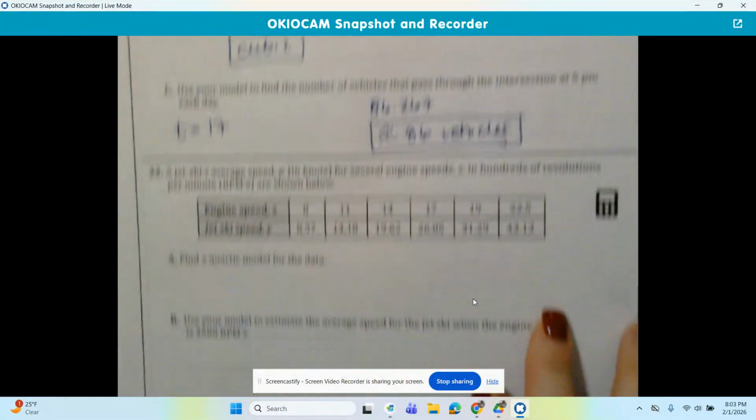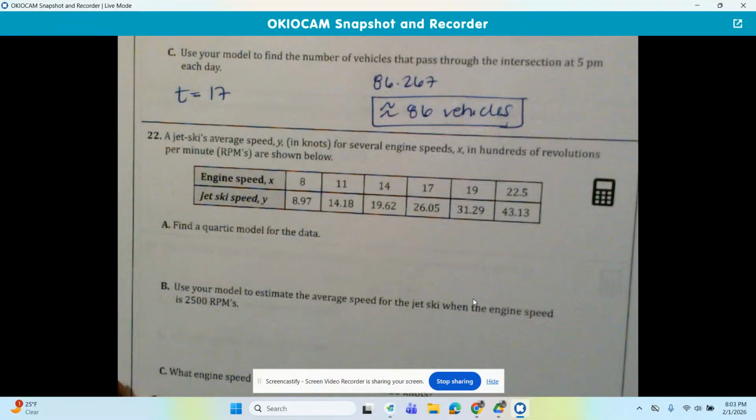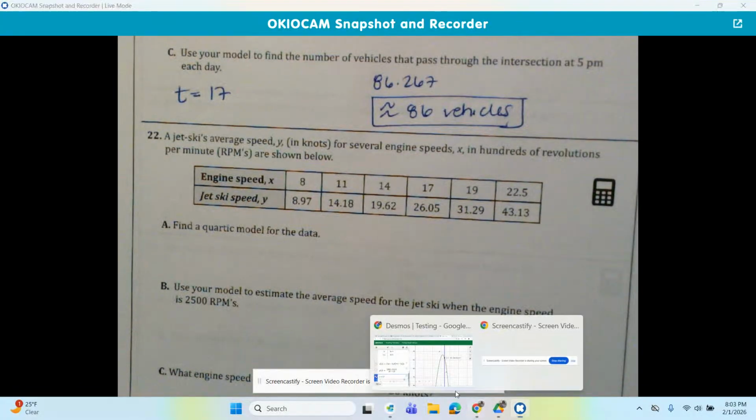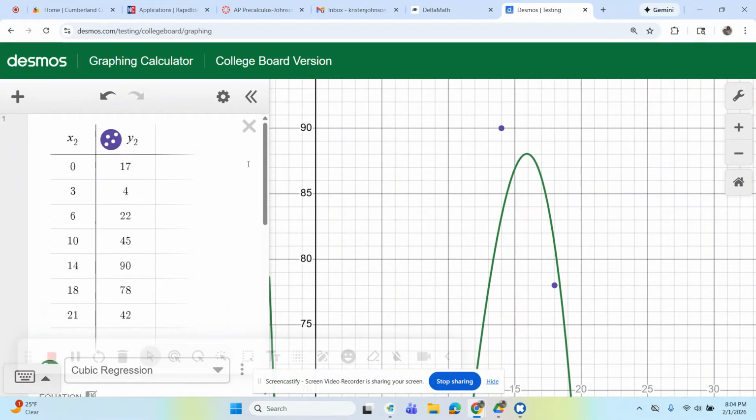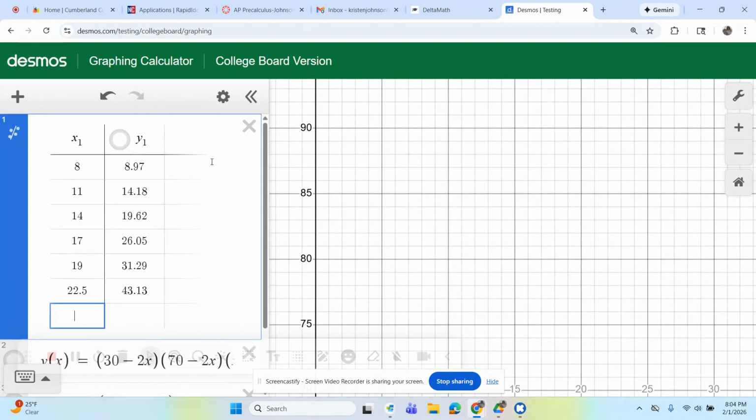Okay. All right. And then number 22. So I'm going to go back here. All right, let me get rid of this. Let me get rid of this. All right, so now we're here. Again, I've typed everything in already. Let me turn it on.